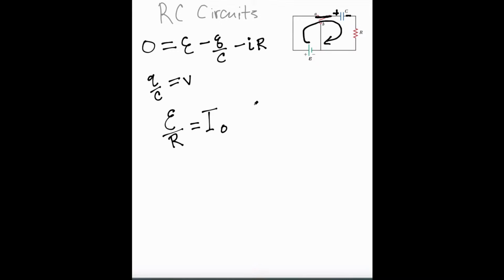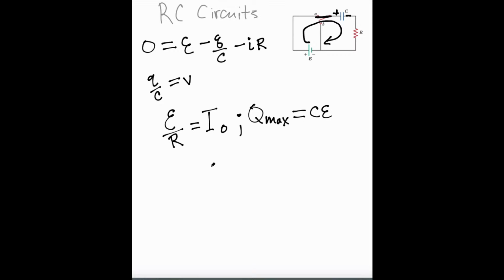It's also kind of useful if we write down what the maximum charge is going to be. That's going to be C times E. So the maximum charge this thing is capable of holding, based on the way we've designed the circuit, is the capacitance times the EMF. We're going to call that Q max. And these are some of the components we're going to end up using here.